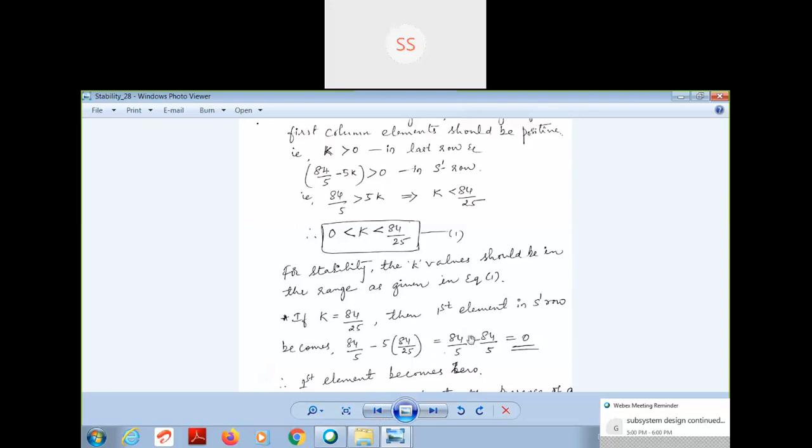In the next session, we'll take some more examples to discuss applications of the Routh array.